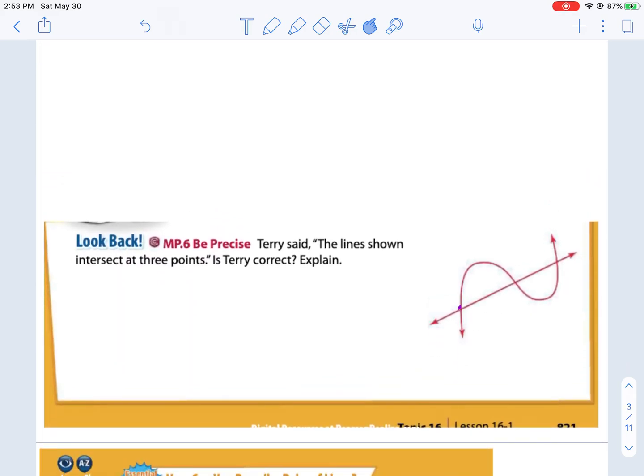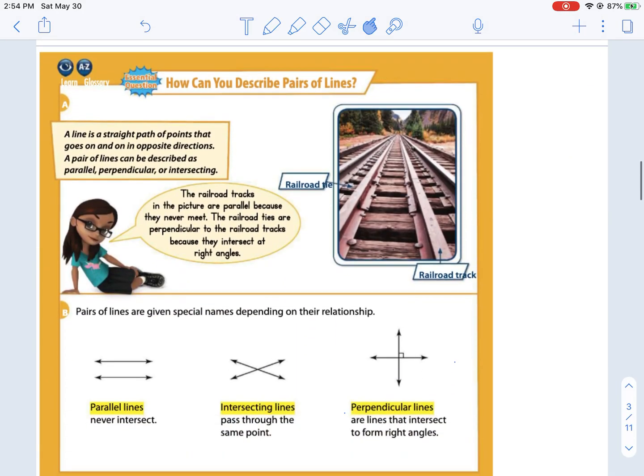All right, so here's another place to prove it. Terry said that the lines shown intersect at 3 points. Is Terry correct? Well, sure, they are. We see a little mark here. We see these are where they would intersect, but then that curved line is not a true line because a true line is straight. So yes, these do intersect on that bottom line, but the curvy line is not a true line. So sorry, Terry, but that's not correct.